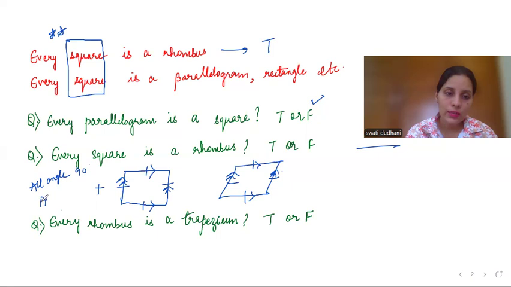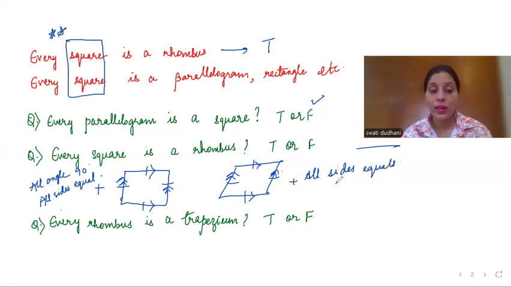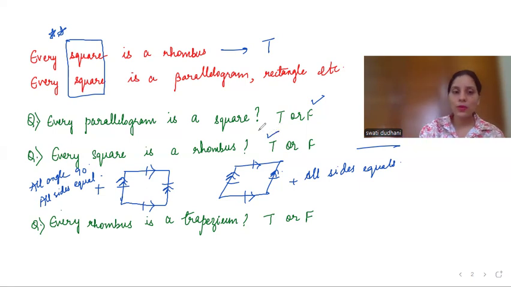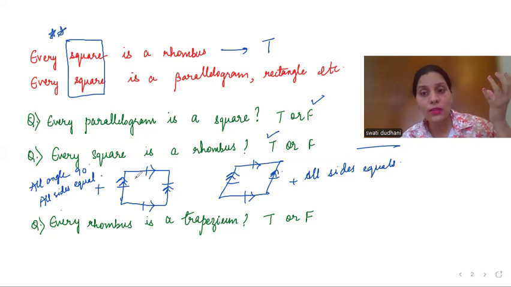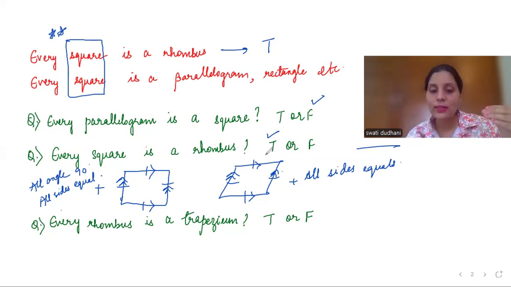All sides equal, right? This is the property of a square. Whereas in a rhombus also all sides are equal, correct? So, a square is a rhombus. It is true. A square is a rhombus because in a square all the sides are equal, and in a rhombus also all the sides are equal. Square has an additional property that all the angles are 90, but that property is not required in a rhombus. That is the extra property, right?